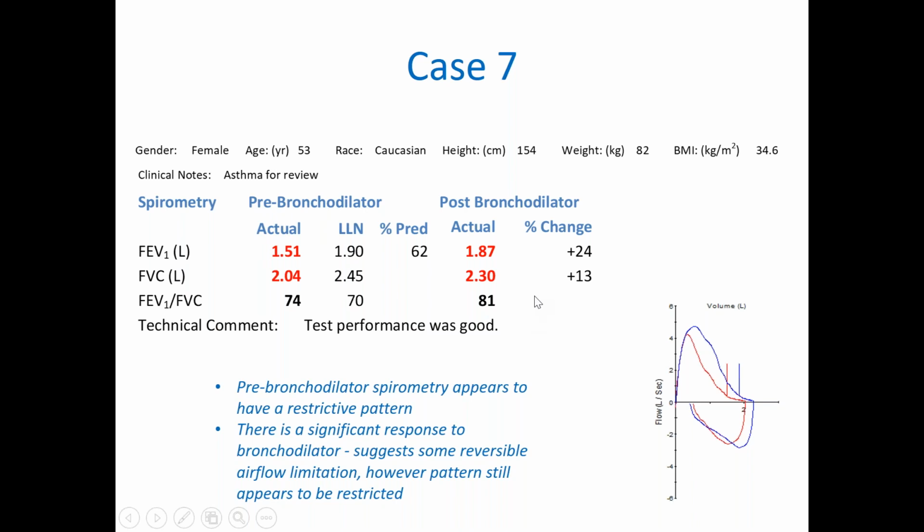And case number 7 shows a case of, once again, a patient who appears to have restriction on baseline spirometry, who has a significant bronchodilator response, but the results still sit below the lower limit of the normal range after bronchodilator. And we can't tell whether the reduction in FVC is simply due to airflow limitation or whether there may be some restriction as well.